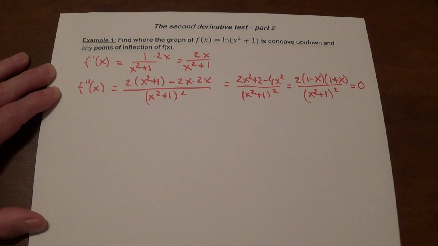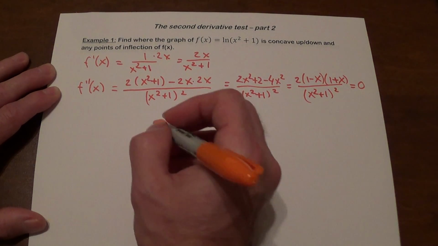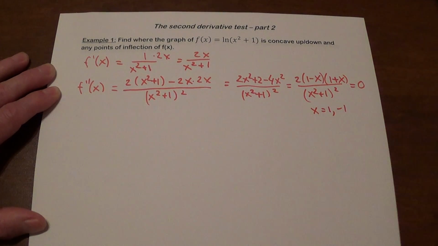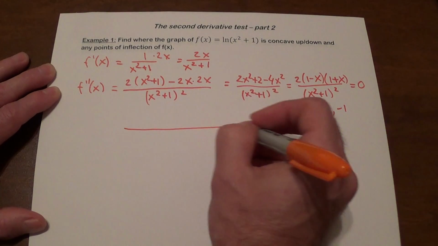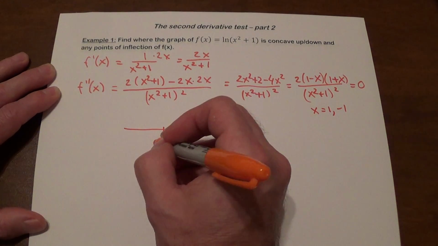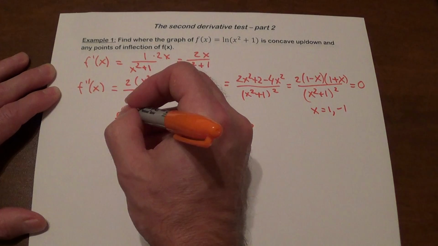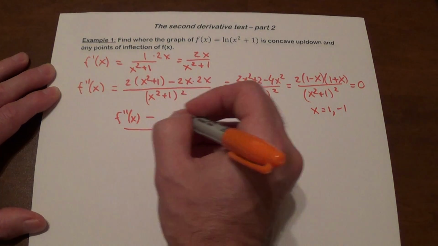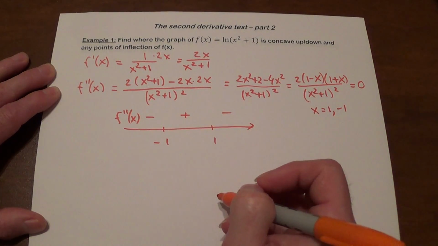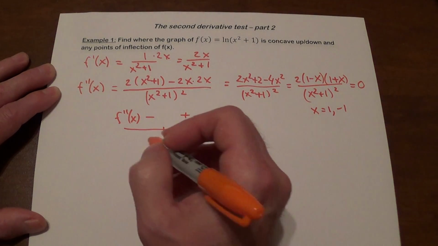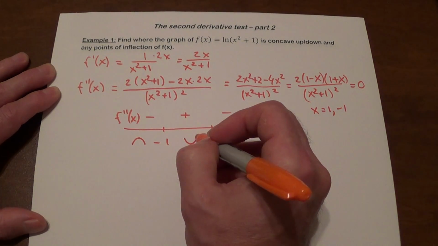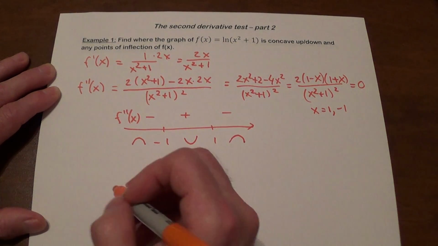We're going to set it equal to 0. The denominator will never be 0, so we just have to worry about the numerator. We have 2 points: x equals 1 and negative 1. We plot those points, negative 1 and 1. This is f double prime of x. The signs will be negative here, positive here, and negative here. Since the second derivative is negative here, it's concave down, and negative here, concave down, with positive in the middle, concave up. These 2 points will be points of inflection.